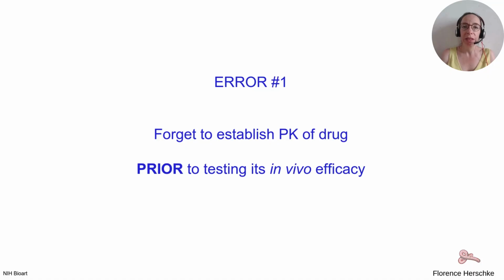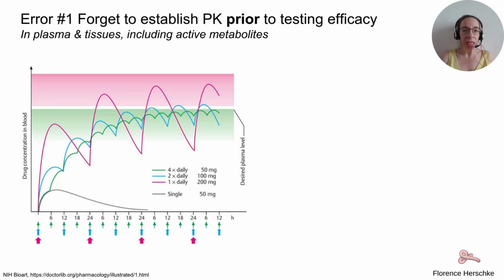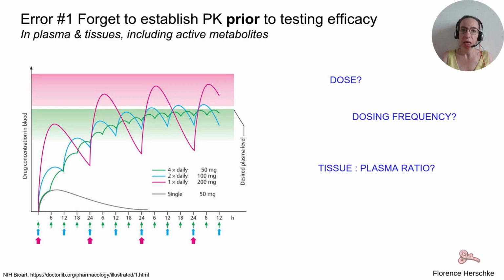Error number 1. Forget to establish the PK of the drug prior to testing its in vivo efficacy. Study design is everything in vivo experimentation. If you don't know upfront the PK of the drug you're going to test, how will you select the right dose or the right dosing frequency? How will you know that its concentration in the target tissues is high enough to be able to observe potentially an efficacy?